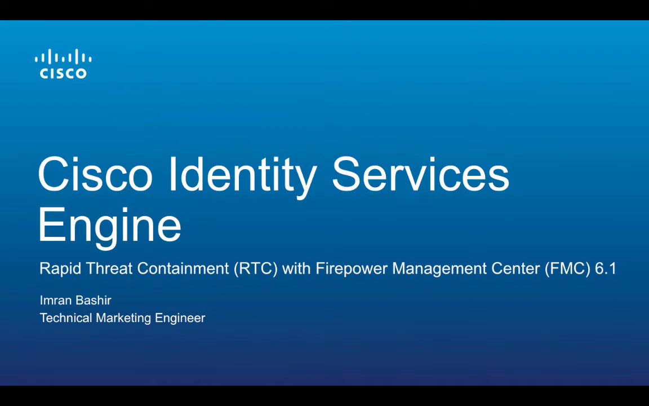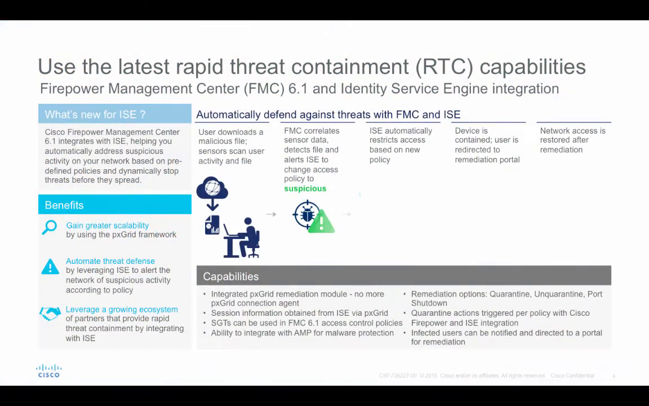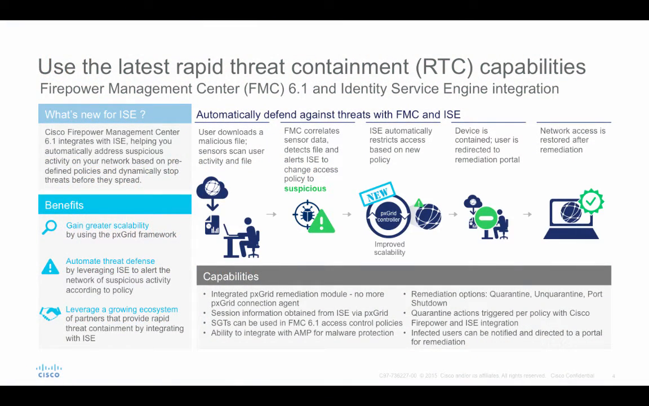And in this demonstration, we'll talk about Cisco's Rapid Threat Containment, RTC as we call it, and the integration of Cisco Identity Services Engine with Firepower Management Center 6.1. If you look at what's offered as a solution with this integration, it gives you the ability to take an action if the endpoint is marked as suspicious by FMC. It can tell ISE to go take an action on the access layer using predefined policies.